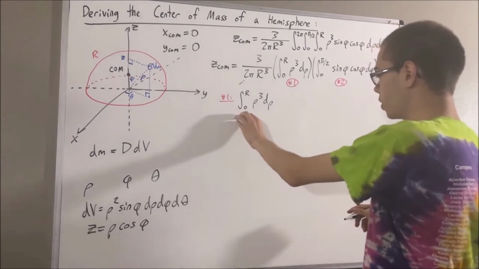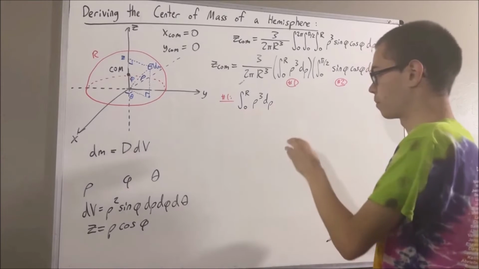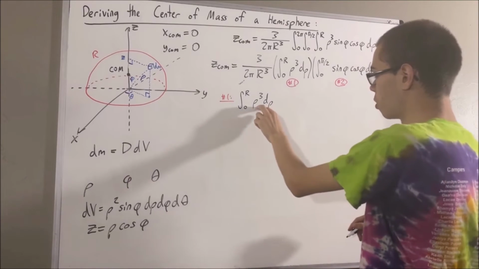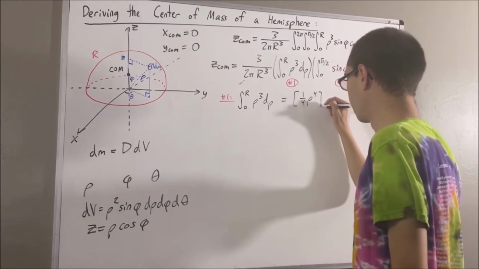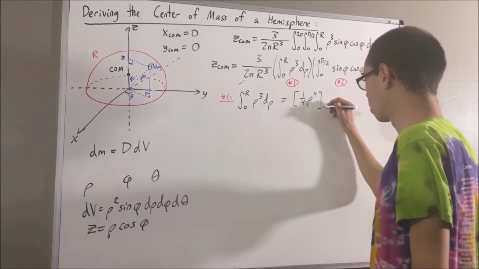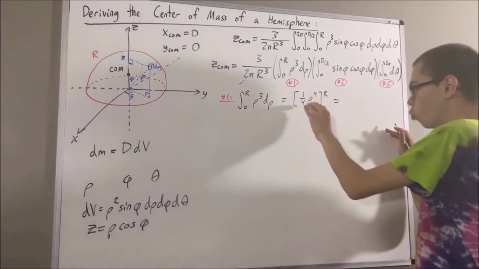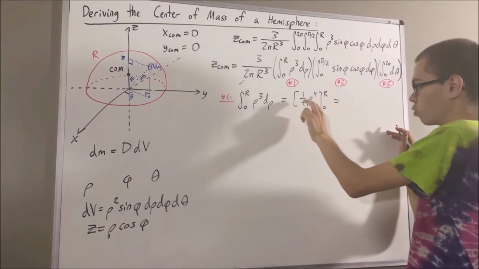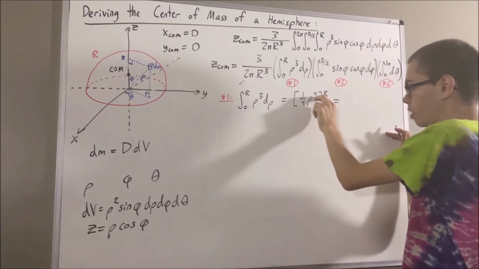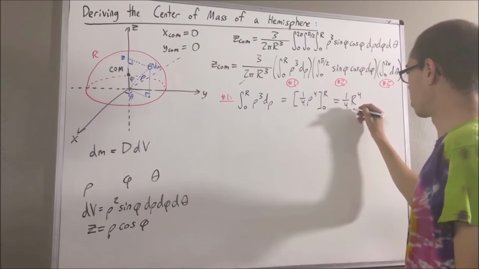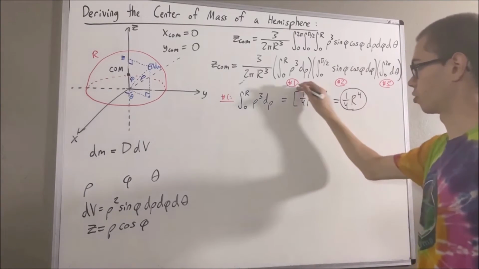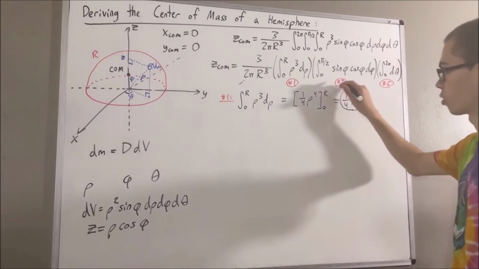Now really, to evaluate this integral, all we've got to do is use the reverse power rule, right? The integral of rho cubed is just 1/4 rho to the 4th. And our bounds go from 0 to R, so really, this is just going to be 1/4 R to the 4th minus 1/4 times 0 to the 4th, and that just gives us 1/4 R to the 4th. So this is the answer to integral number 1. Next, let's evaluate integral number 2.